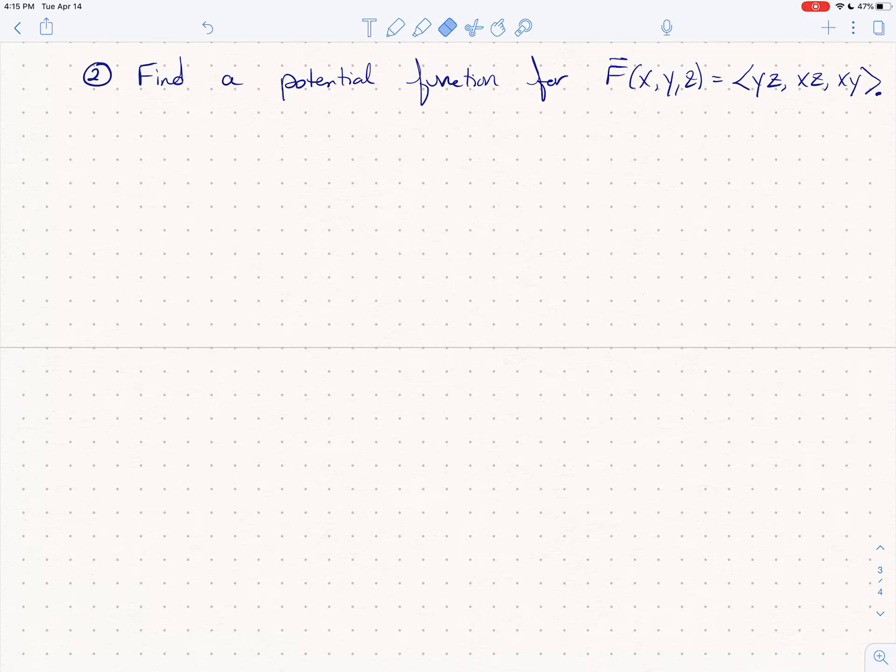So in this example, we're asked to find a potential function for, excuse me, I've got a yawn. Oh my. There's no one here to share it with either.